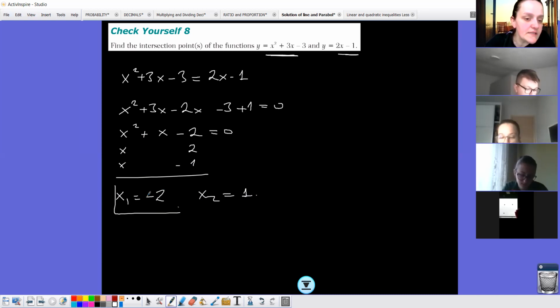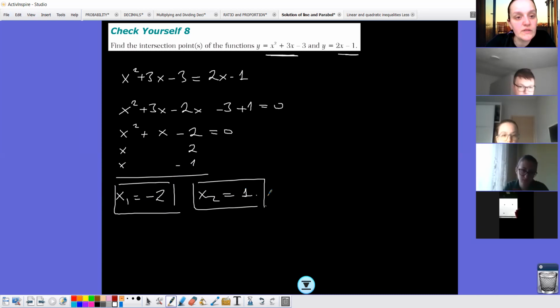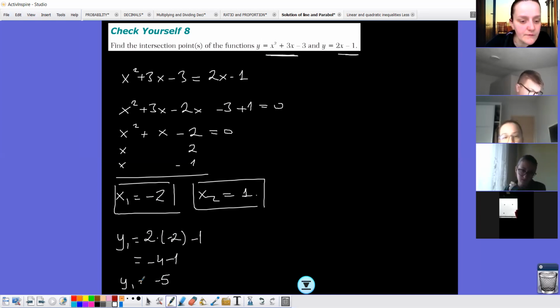Like this, guys, you are finding only the x coordinates. But when it says find the intersection points, you need to find the y coordinates also. So how will we find the y coordinates? You can choose the line or the parabola and write the value instead of x. I'm choosing the line because it is easier for me. If x1 is equal to minus 2, instead of x I'm writing minus 2, and I will find y1. It will be 2 times minus 2 minus 1, which is minus 4 minus 1. So y1 will be minus 5.